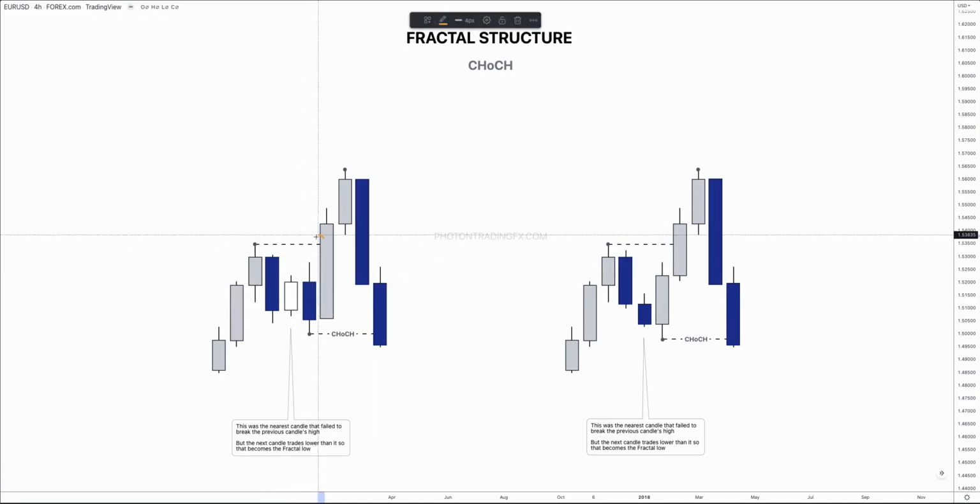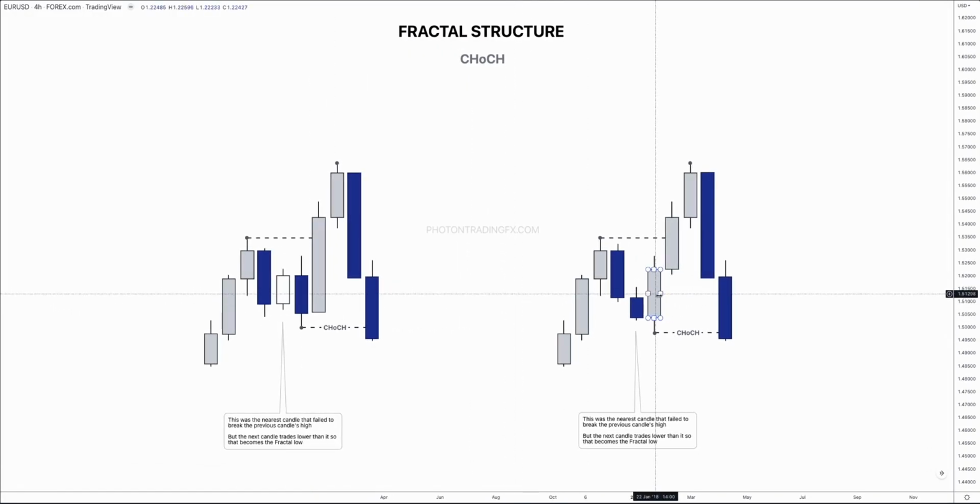So again, when you see that high break, you want to look at where the nearest candle was that failed to break the previous candle's high. So this becomes our fractal low, but obviously price has already traded through it. So we just adjust it to the next candle, and that becomes our candle in this case.